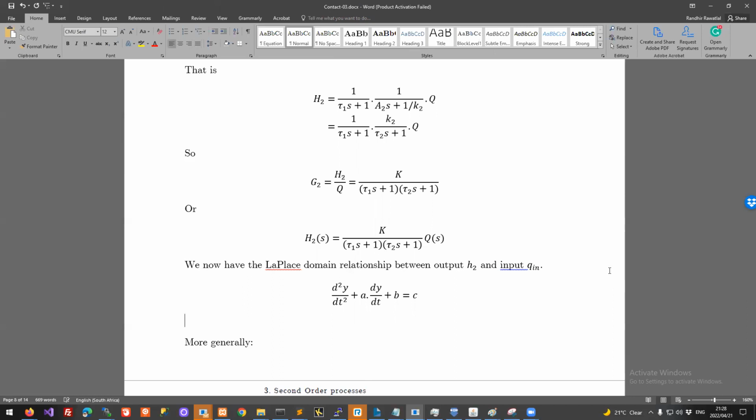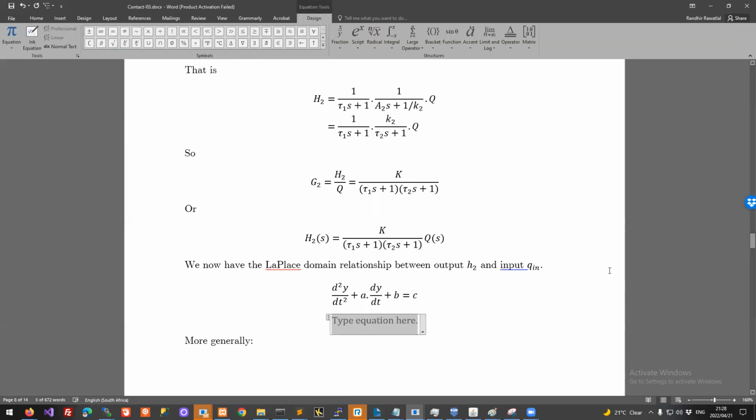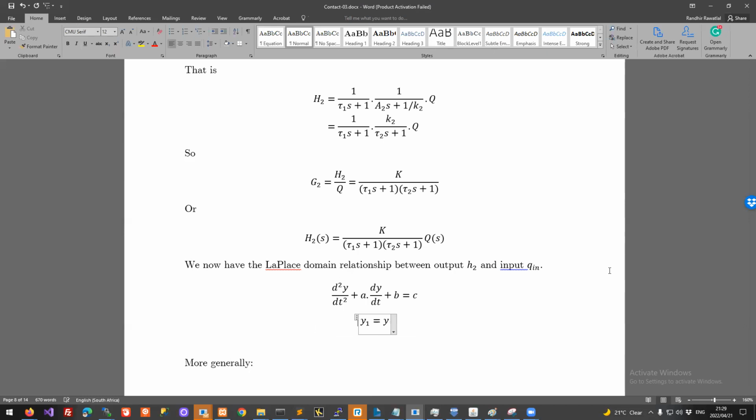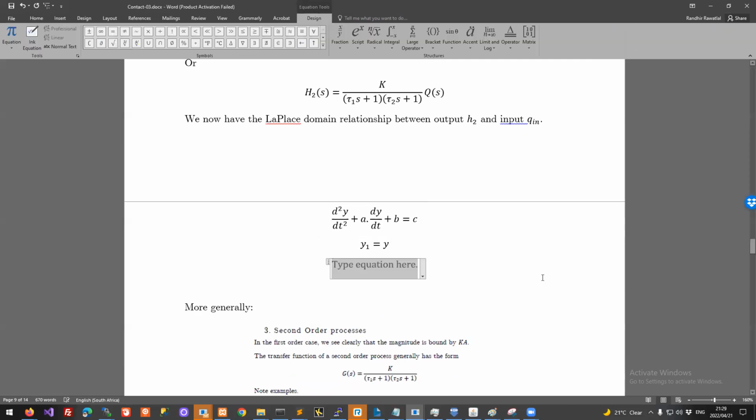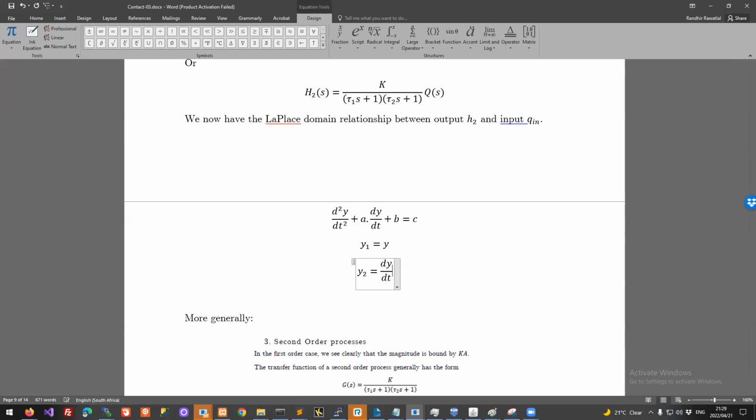Then we could always convert this to a system of 2 first order differential equations. And to do that, we'll propose 2 new variables. So we'll call it y1 equals y. It's a little bit of a silly thing, but anyway, that's how I typically do my conversion. So we'll set y1 equals y, and we'll set y2 equals dy dt, right?